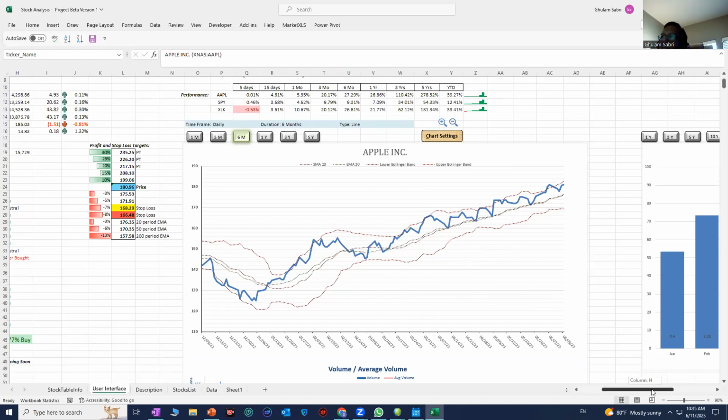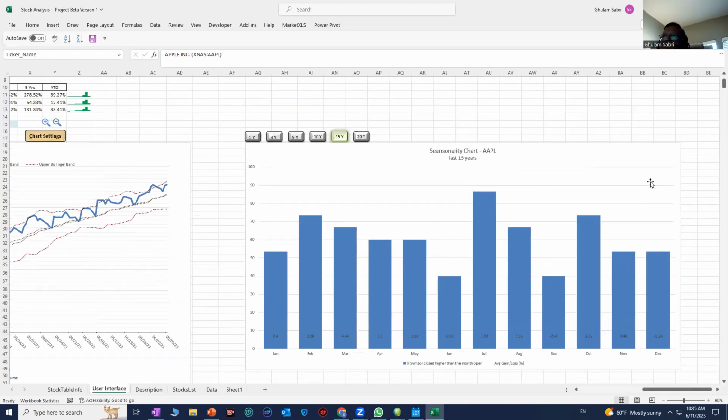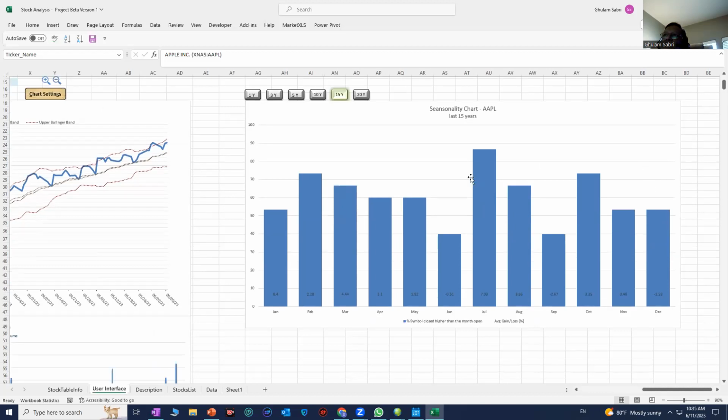But what does the seasonality factor tell us about Apple? July is the strongest month for the last 15 years for Apple. Almost 90% of the time, and the average return is 7% in July. So I would like to remain in Apple in July. I would like to remain even in August, although August is slower based on the last 15 years. September is negative for the last 15 years. Average return is minus 2.67%. I won't like to be there.